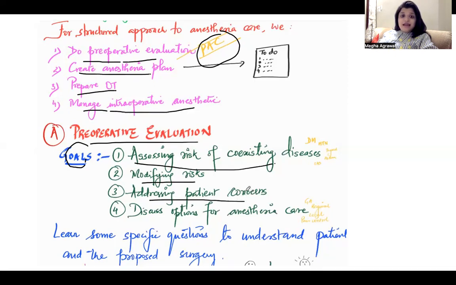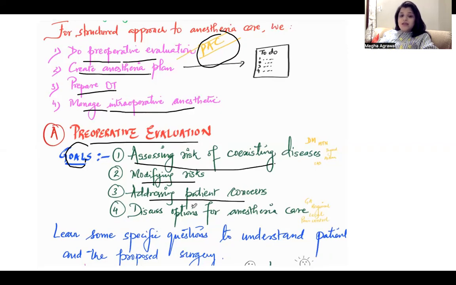Then addressing the patient's concerns. Sometimes patients are very anxious, and at that time you have to counsel them, you have to ask them. They may tell you they had something during a previous surgery. That is very important, like drug allergies: some people are allergic to xylocaine and some people are not. Some people are allergic to certain antibiotics, so you have to take care. Some people already know if they have had any reaction previously.